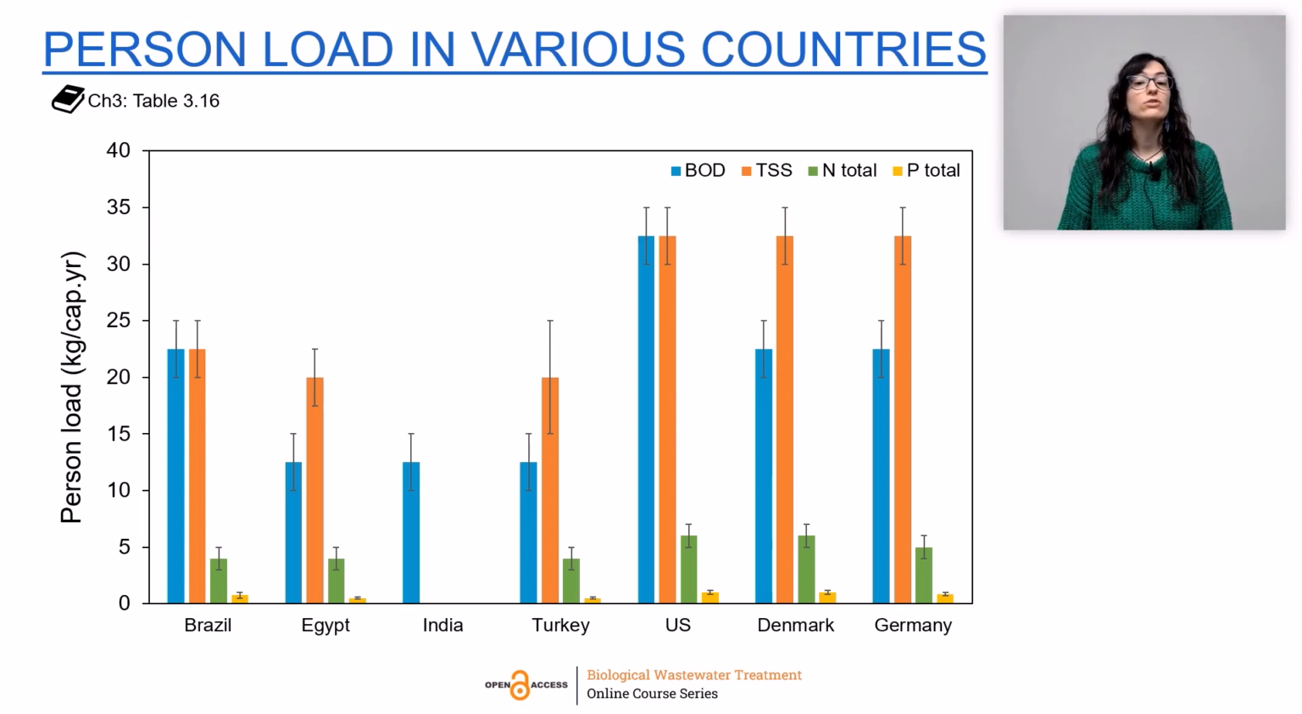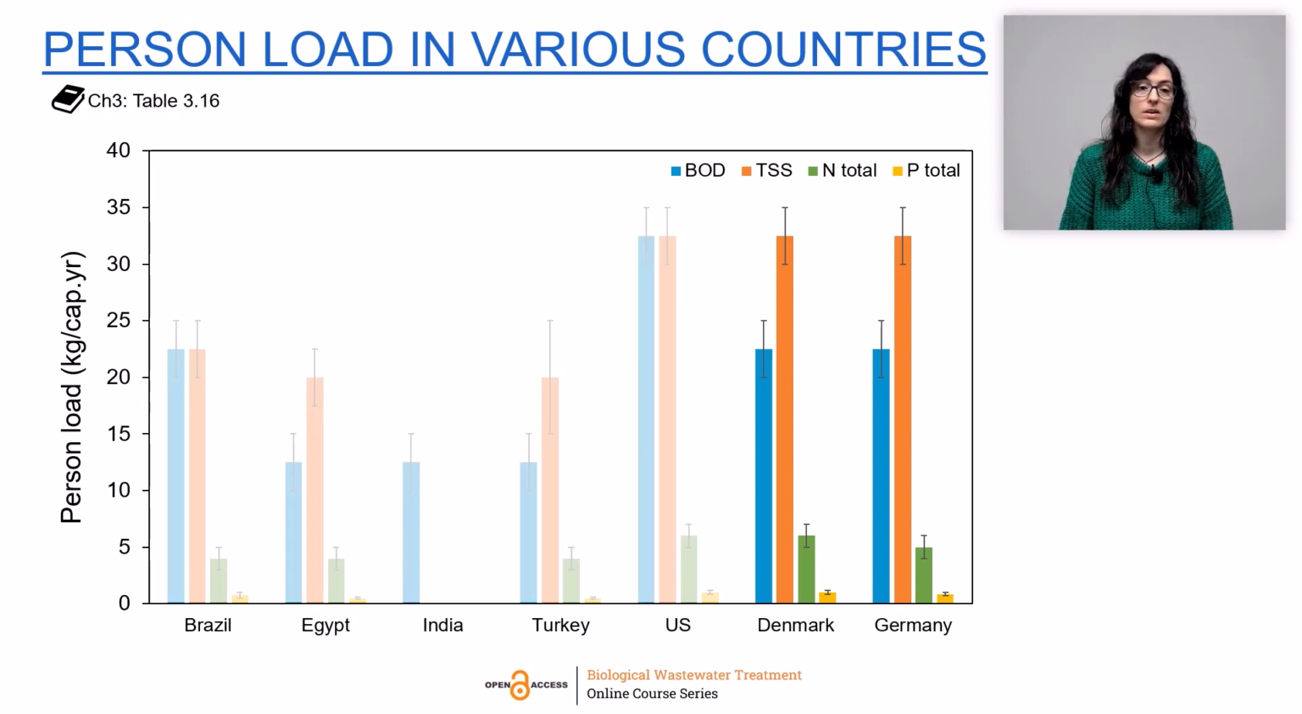The person load can also change from country to country, and here you have a figure to illustrate this. In general, we have higher person load for pollutants with higher concentrations in the wastewater, and this is why, for example, BOD or TSS have higher concentrations compared to the nutrients. We can see in the figure, for example, that the European countries, such as Denmark and Germany, have similar numbers for all the pollutants. And the US is also close to the European values, but with higher values for some variables, such as the BOD person load.